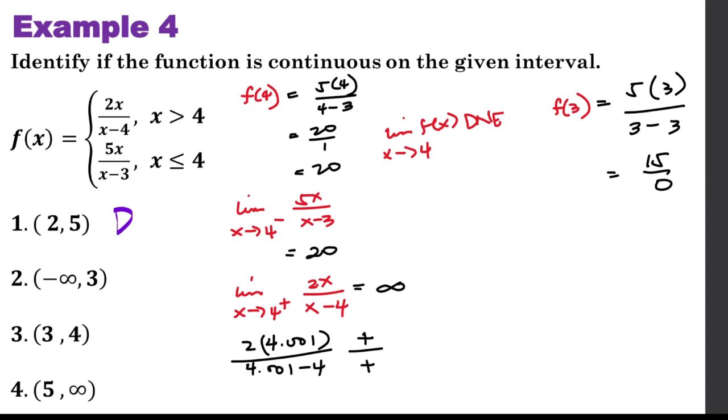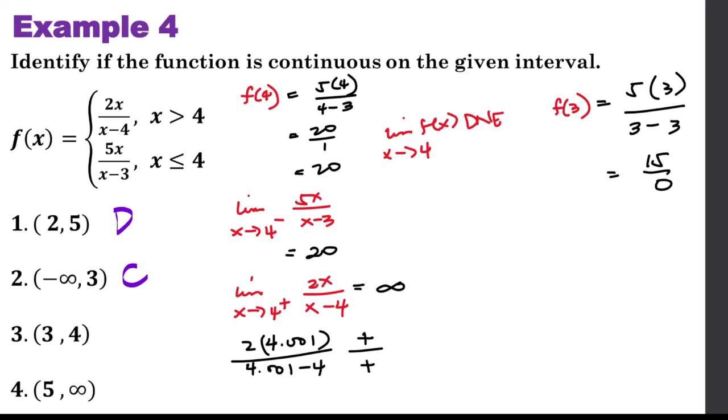For number 2, negative infinity to 3. This is continuous. Though we are discontinuous at 3, we're just referring to all the numbers between negative infinity to 3. So we are not including 3 in the given interval.